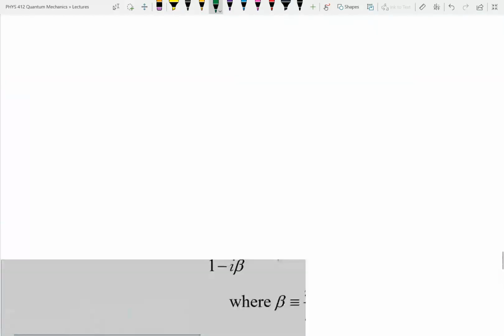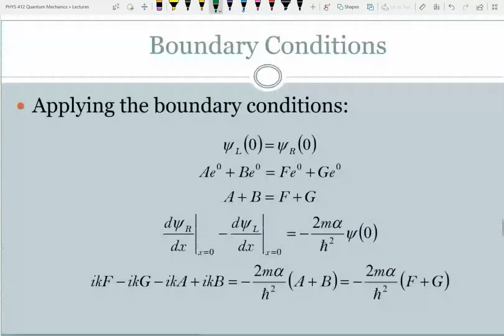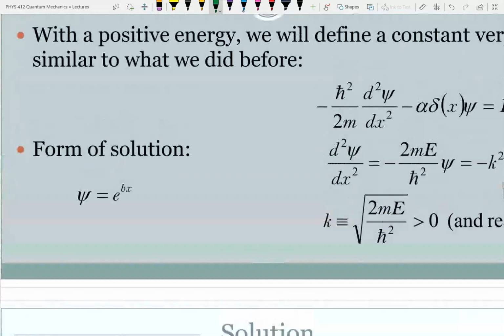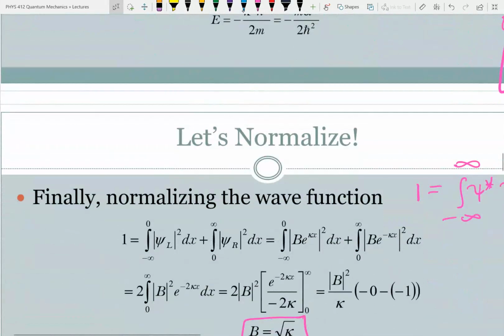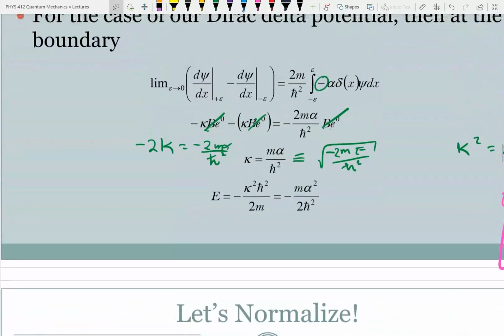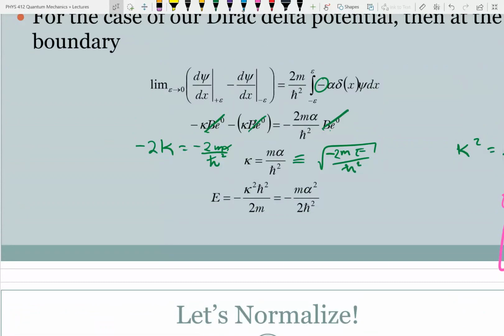I've got to go back to it because my memory's just that long. We got the change in slope is equal to 2m alpha over h bar squared. And this part here won't be as simple either.